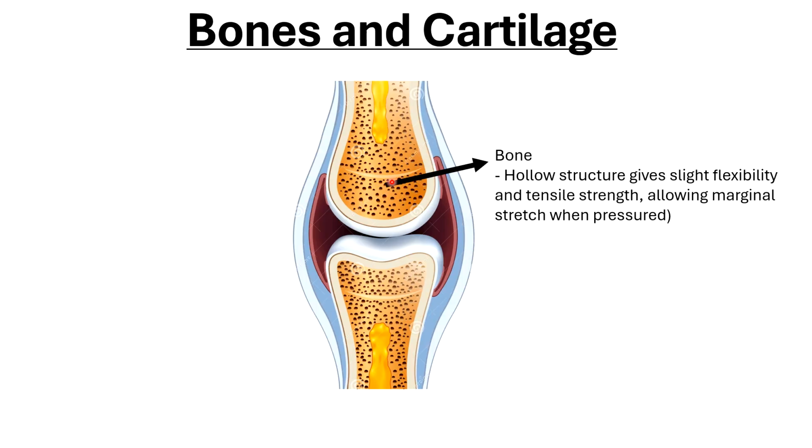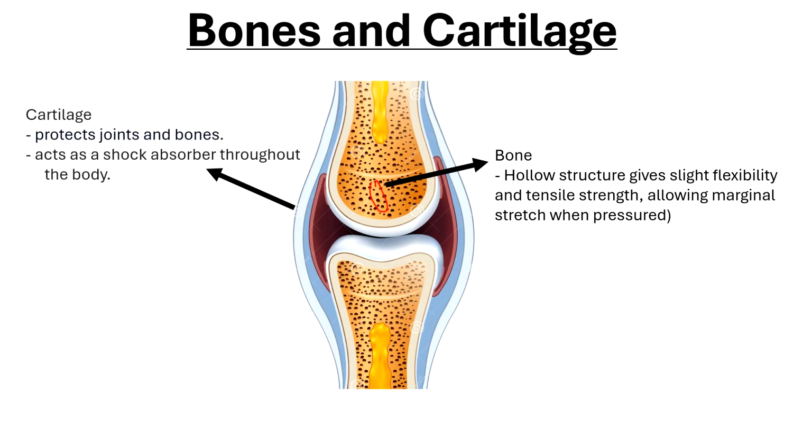If we look at a diagram of a joint, we'll see that the bone is actually the yellow and hollow part that has a spongy texture, as you can see. So essentially, because it's hollow, because it has these holes, this gives it slight flexibility, so it can slightly bend without being broken when placed under pressure or movement. And then we have the white part, which is actually cartilage. So this protects the joints and bones by absorbing the shocks throughout the body.